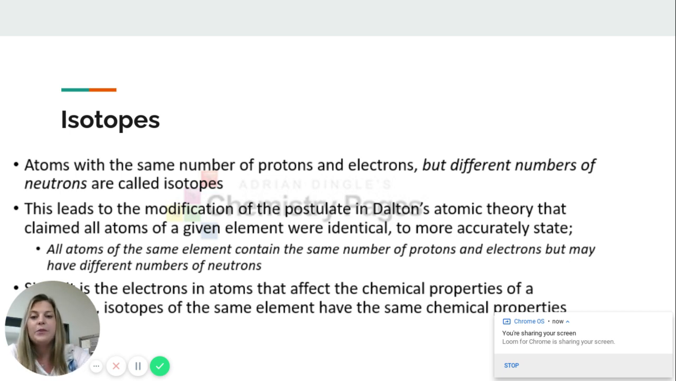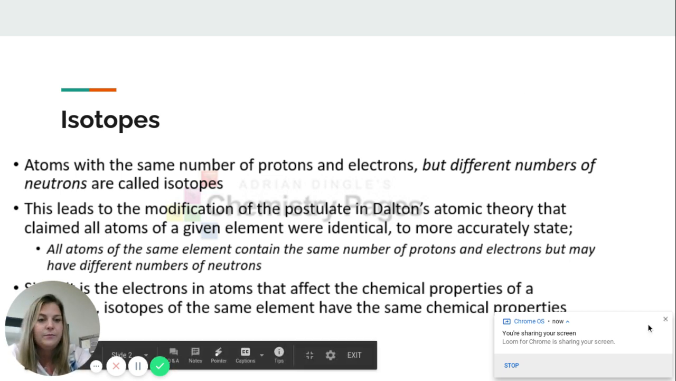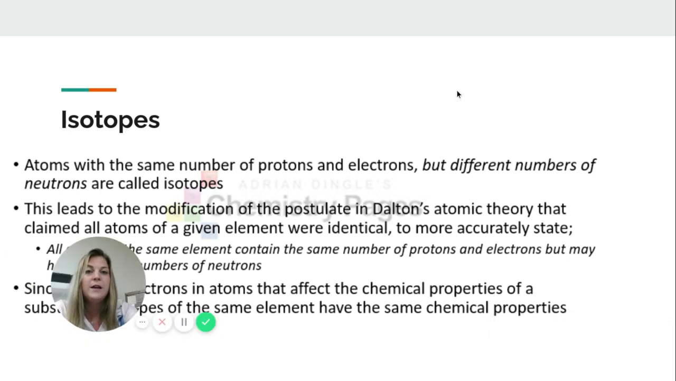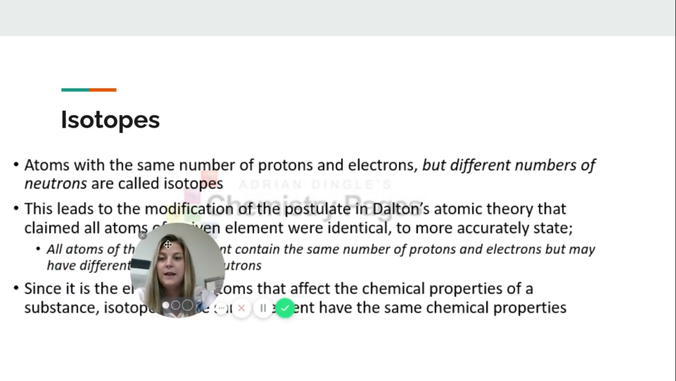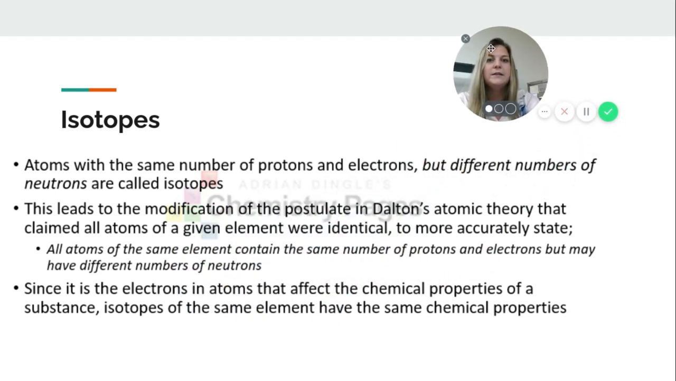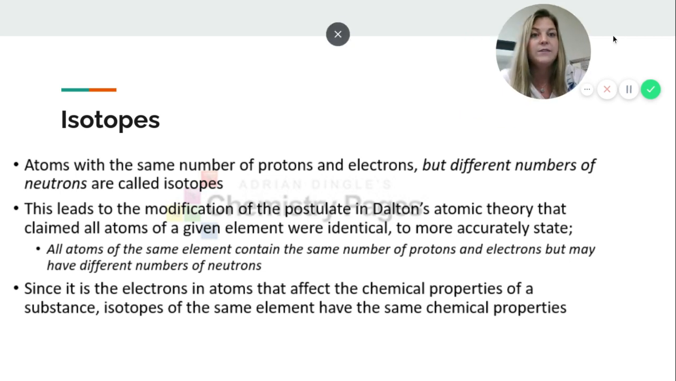Okay, so remember that isotopes are going to be atoms of an element that have, of course, the same number of protons and electrons because it is one element. So we could be talking about isotopes of sulfur. Okay, they're all going to have 16 protons, but they might have different number of neutrons. So that's the only way that isotopes are different.